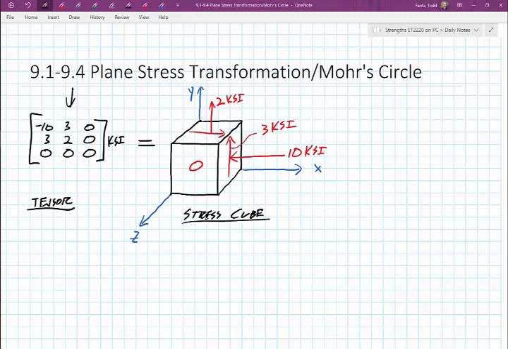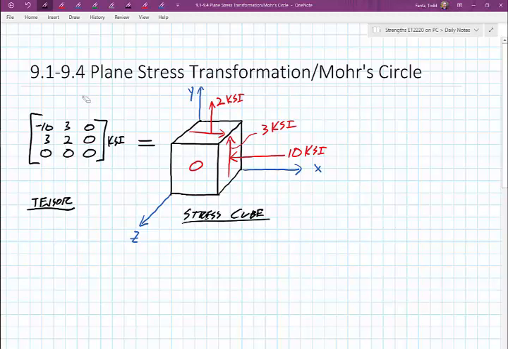What it represents is what's going on if we look at a cube, the element we're interested in. So how it would look for this stress tensor is I see -10 in the XX direction, so I have this -10, or 10 in compression, and I have the 3 in the X face in the Y direction, and then I have this +2, which is my sigma YY. So hopefully, if you can't yet, you might want to practice going from our stress tensor to the stress cube.